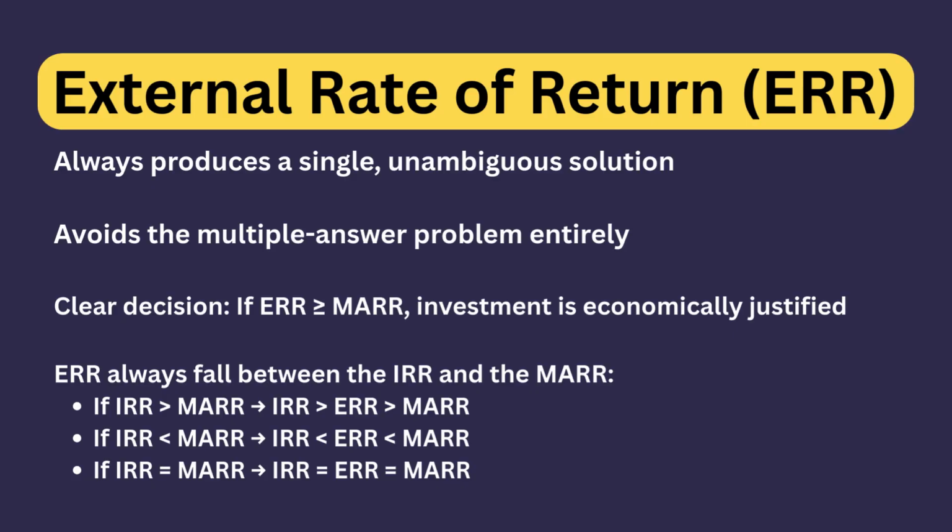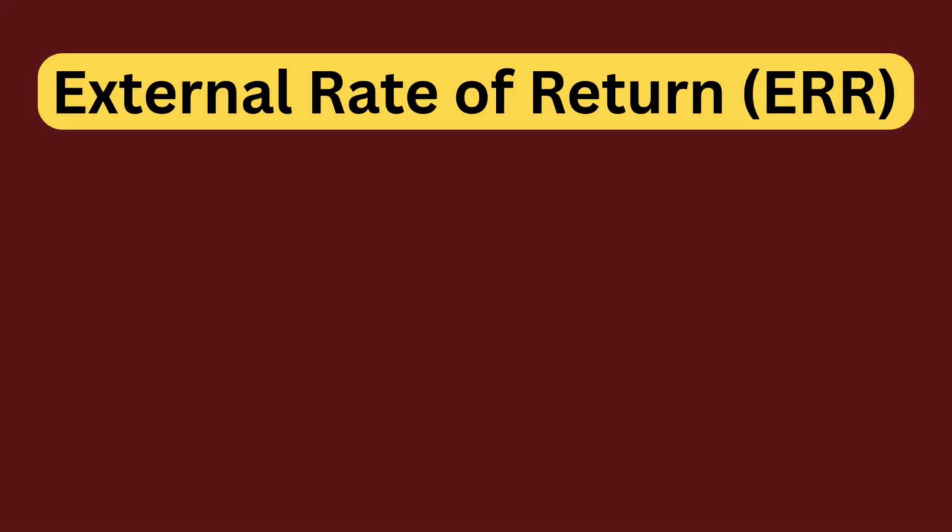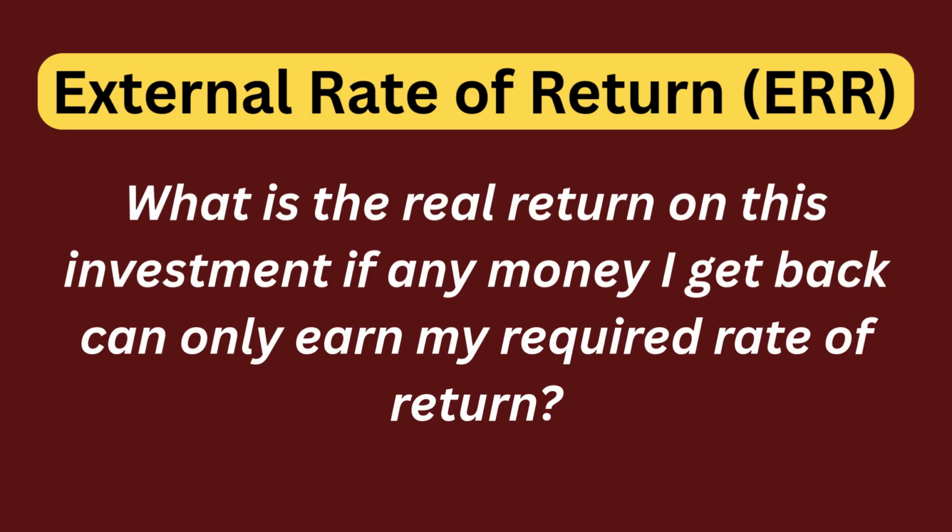Under typical engineering economy assumptions, the ERR will always fall between the IRR and the MARR. If the IRR is greater than the MARR, then the ERR will fall somewhere between them. If the IRR is less than the MARR, the ERR will again lie between the two. And if all three are equal, the decision is obvious. Conceptually, ERR answers a very practical question. What is the real return on this investment if any money I get back can only earn my required rate of return? Let's start with a simple example using a single investment.